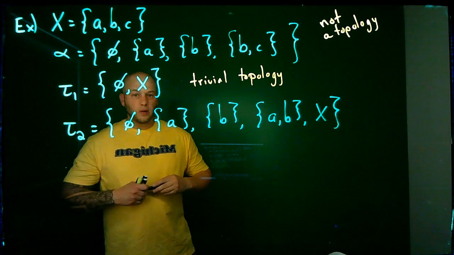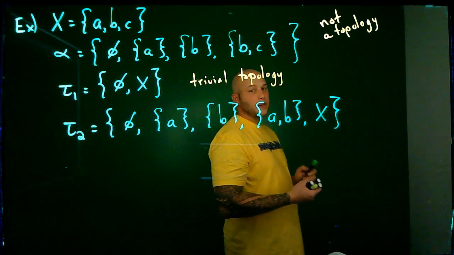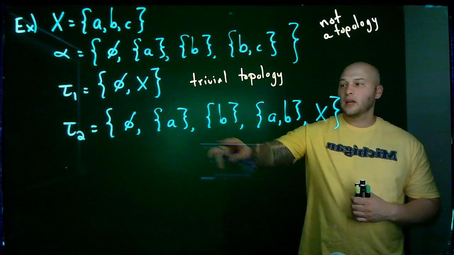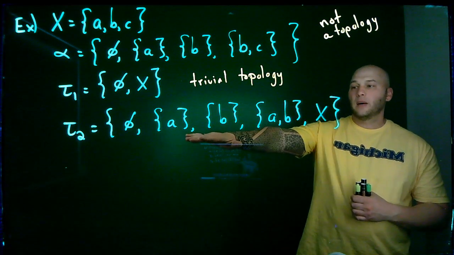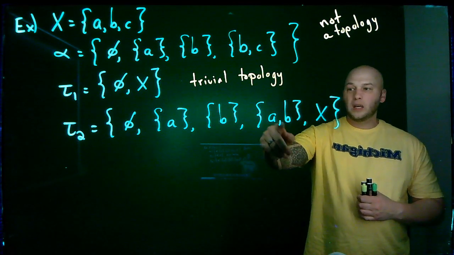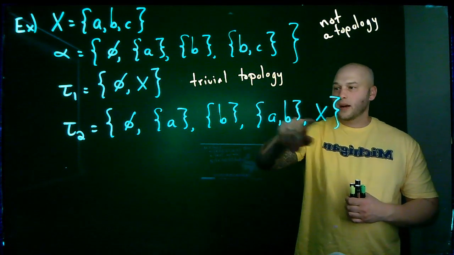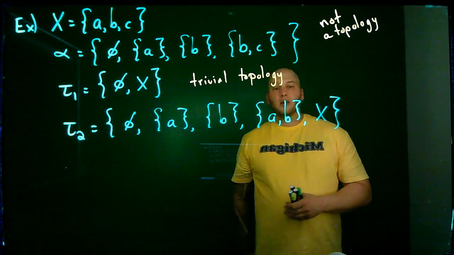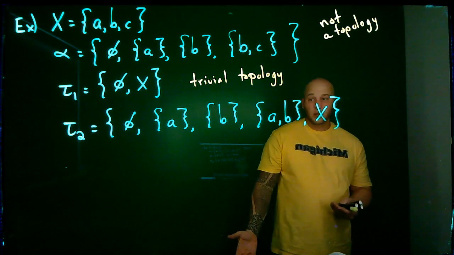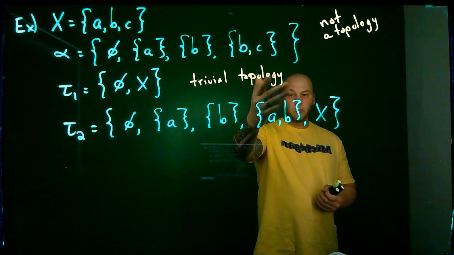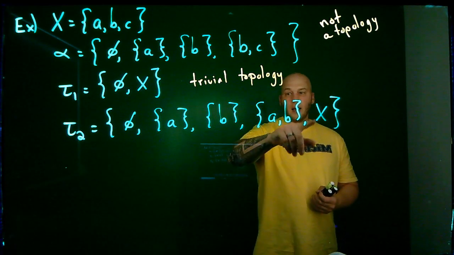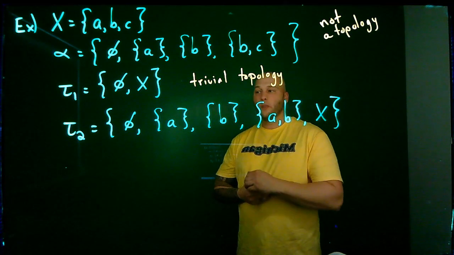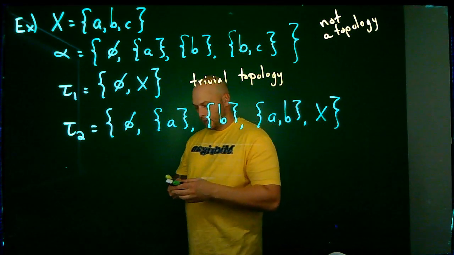So you can go through and verify, but notice that this is in fact a topology. It contains the empty set and X, got that. Unions: A and B gives me AB, AB with X gives me X, X with A gives me X, empty set with A gives A, right? So it contains unions, contains intersections. If I take B with the set AB, I get B, A with AB, I get A, X with B, I would get B, so on and so forth. So this, in fact, is a topology on the set X.